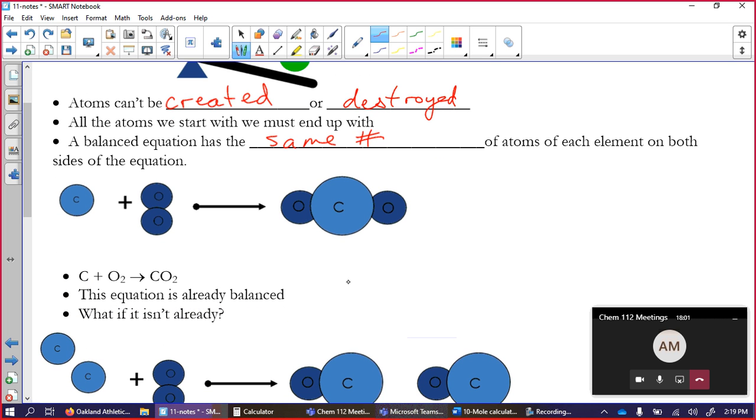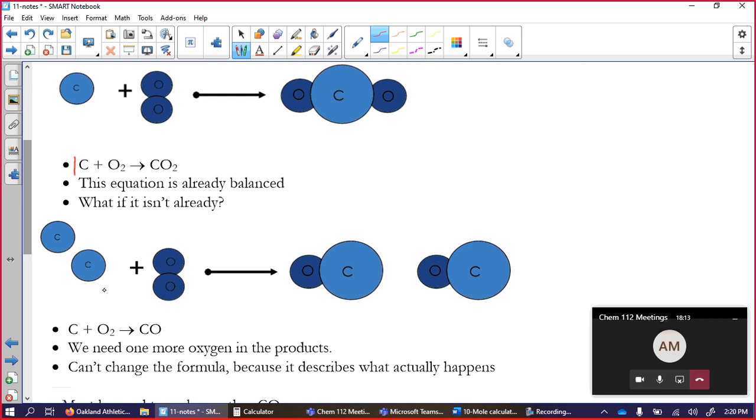There's all sorts of different tricks. If I take carbon, react it with oxygen, and make carbon monoxide, one carbon, two oxygens, one carbon, two oxygens, it's nice and balanced.